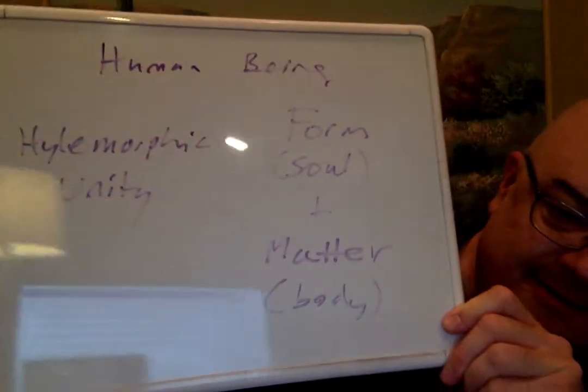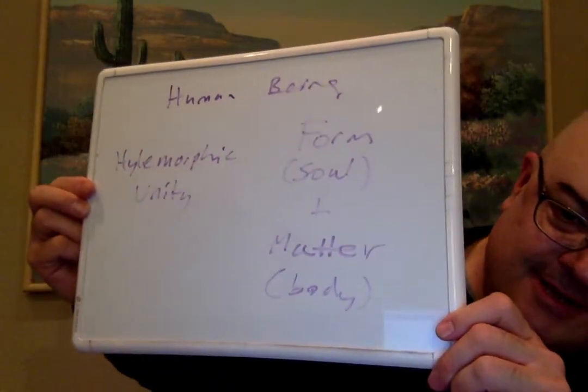Now, this idea that you have the human being, and it's a kind of hylomorphic unity. That is to say, a unity of a form, which is the soul. Oh, running out of ink here. Plus the matter, which is the body. Hopefully you can read this. Can you read that there? We got the reflection going on, all kinds of technical difficulties.